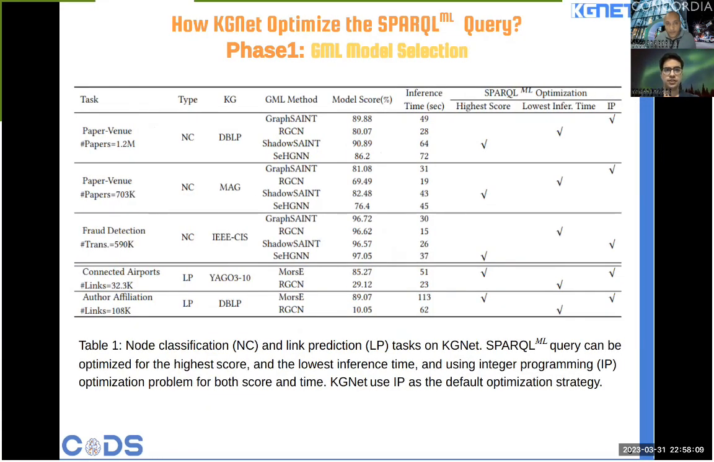So, how does KGNet optimize the SPARQL ML query? Yeah, this is an interesting question. Actually, we have two phases of query optimization. Phase one is graph machine learning model selection. As we see, we have different graph machine learning tasks. Each task has various graph machine learning methods, where each method has different model accuracy and inference time. KGNet allows optimization to choose the highest score models or the lowest inference time models, or using integer programming optimization to allow both the highest accuracy and lowest inference time selection.